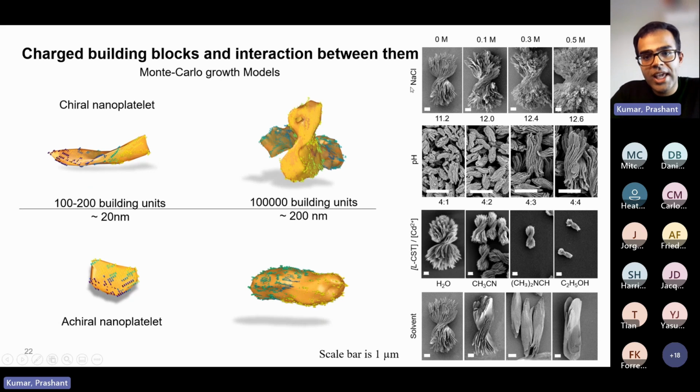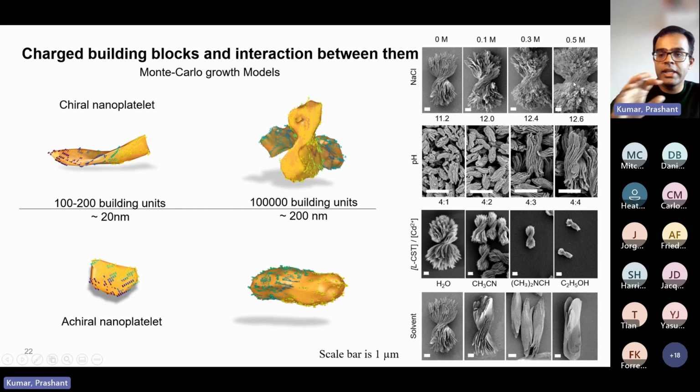Similarly, if we go to the topmost scenario, sodium chloride is a very effective screening agent. So if you start to add common salt to your solutions, you will see that the nanoparticles now don't see each other that well. They can come closer to each other and start to form very thick and fat bow ties, as you see at the rightmost panel here at 0.5 molar NaCl concentration.